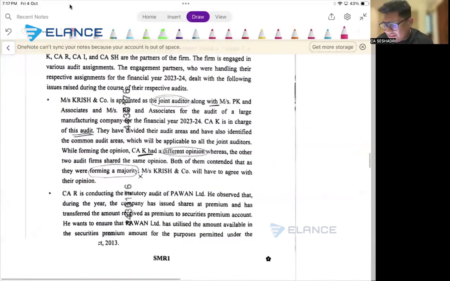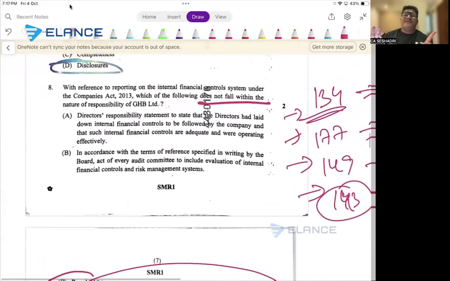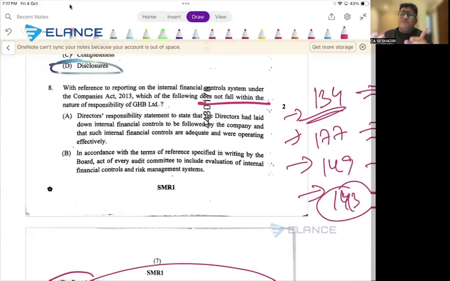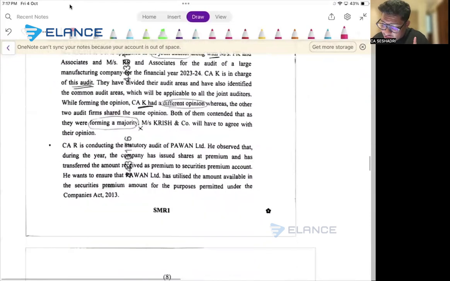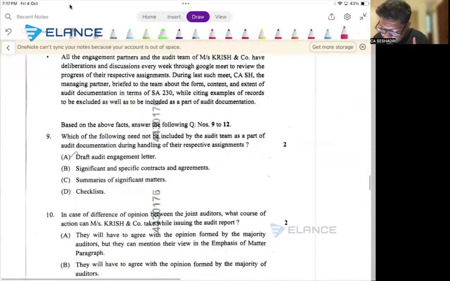Case scenario number 2. All these things are there in textbook. They have asked only from textbook, guys. The question paper is not at all tough. They have asked you the correct question only. Okay. Now come to case scenario number 2. Again, come to 9th question.